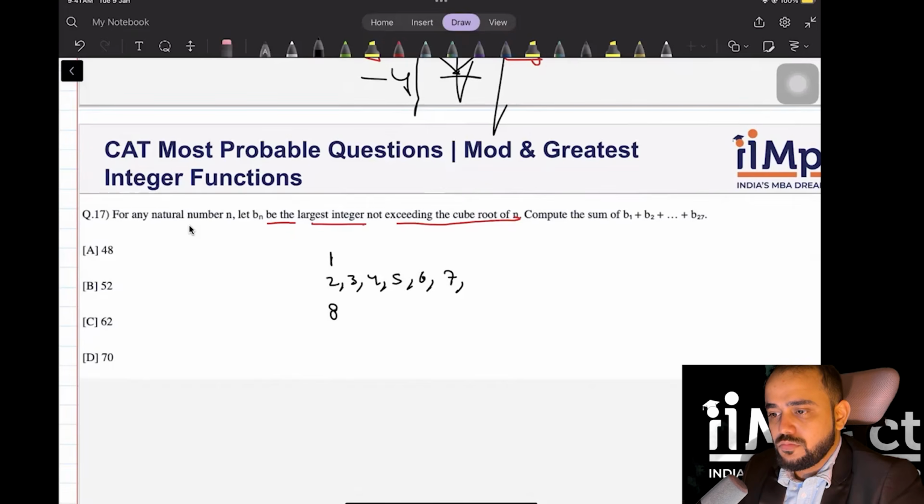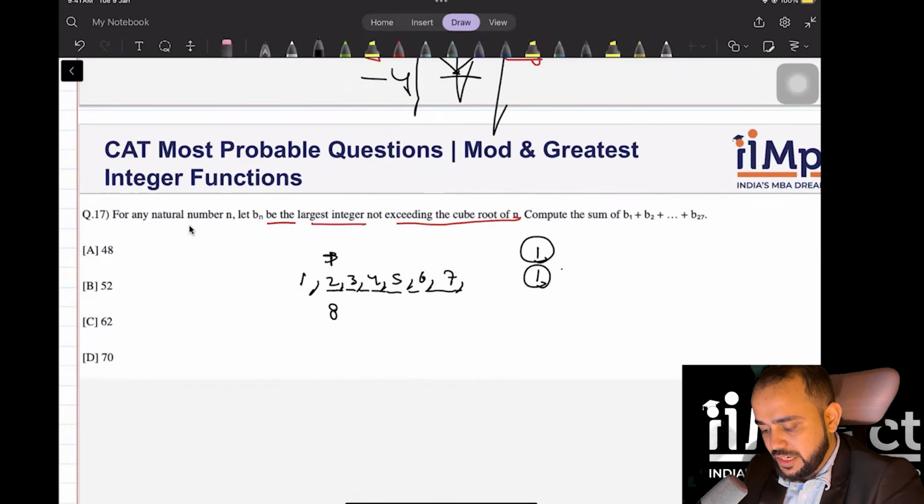So for 1, you will get b1 as 1. It's the largest integer not exceeding the cube root of 1. Now cube root of 2, cube root of 3, cube root of 4, all of this will be 1 point something something something. So all of this will also have 1. So you essentially have 7 into 1. Now 8 to 27, or rather 26, you will get value of 2 each.